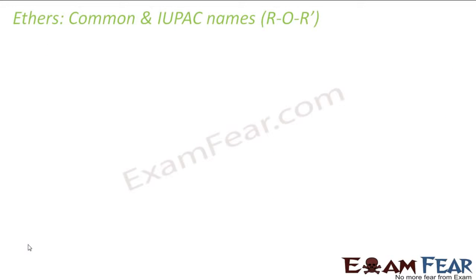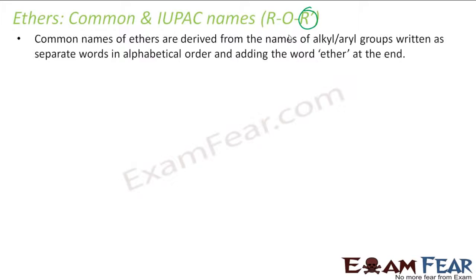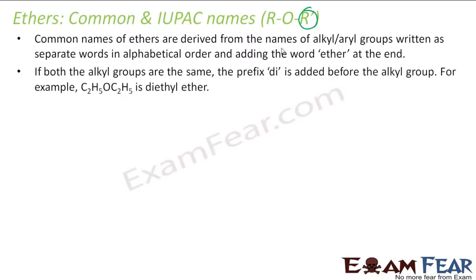Let's take ethers now. As I told, it is all R-O-R' kind of thing, where this R' can be an alkyl or aryl group. Let's give some time here, because this is something we have not learned that deeply in the hydrocarbon chapter. The names of these are derived from the parent hydrocarbon, so we first have to find the parent hydrocarbon, and we add the word ether at the end.